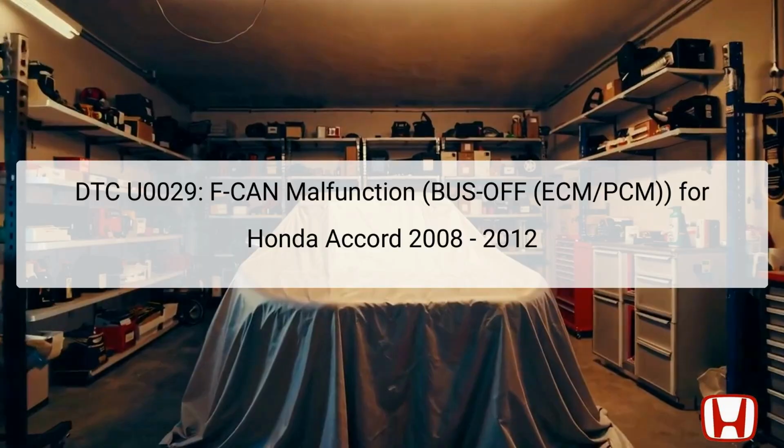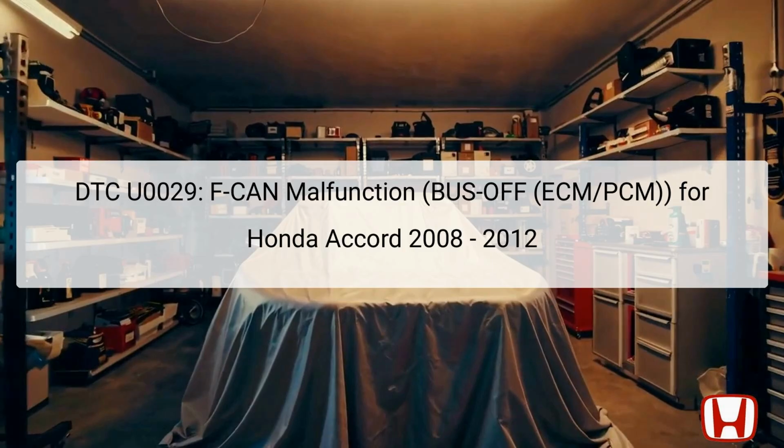Welcome to this detailed troubleshooting guide focused on DTC U0029, FCAN malfunction, bus off, ECM PCM, specifically for the 2008 to 2012 Honda Accord. DTC, or Diagnostic Trouble Code, U0029 indicates a failure in the controller area network, CAN, communication between the engine control module, ECM, and powertrain control module, PCM. This malfunction can affect various vehicle systems, such as engine performance, transmission operations, and overall electronic systems reliability.